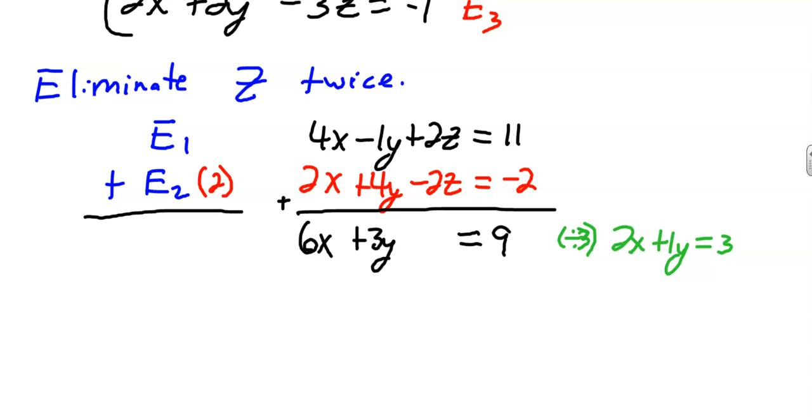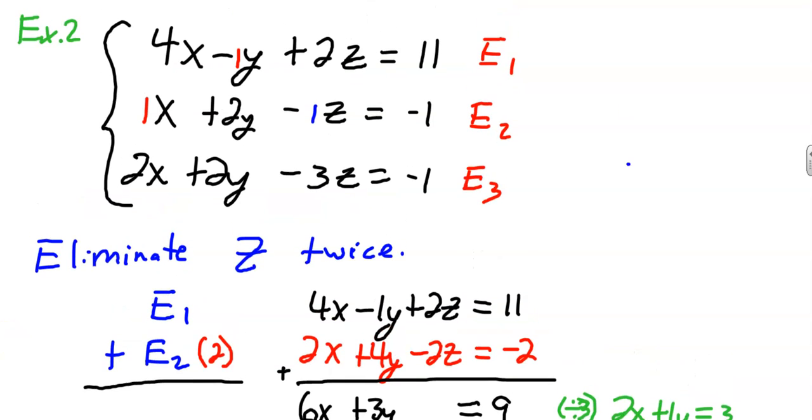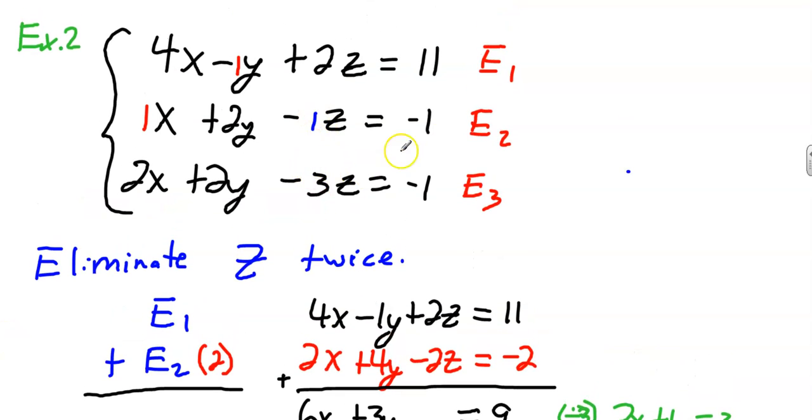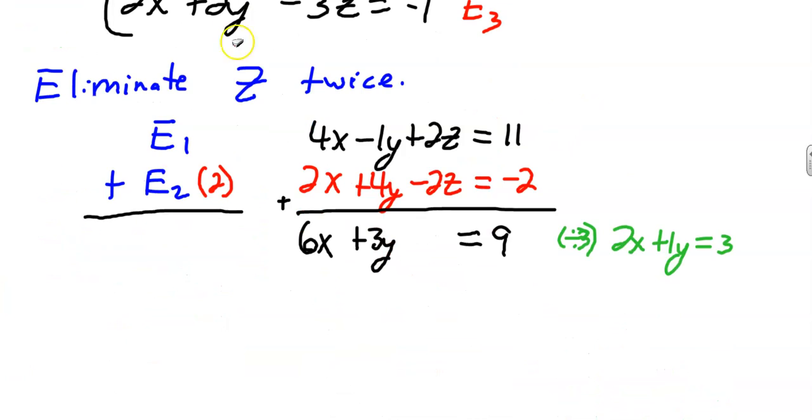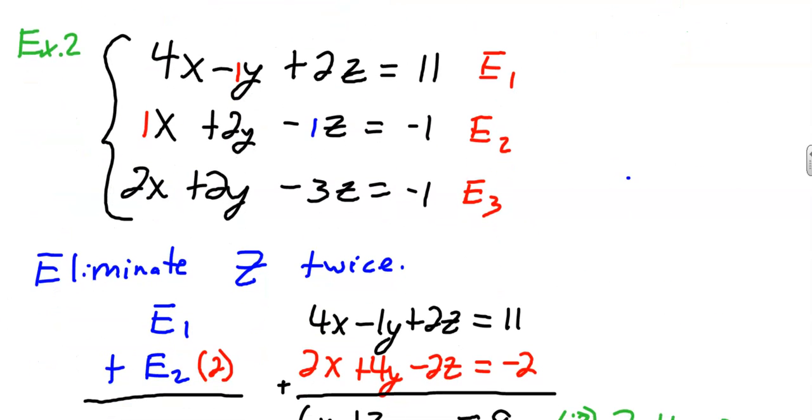Okay, so we eliminated z the first time. We've got to eliminate z again. So for this one, 1 and 3, right? That's going to be the easier bet to go with. So for this one, equation 2 and 3, I would say we're going to multiply this by 3, but since both of them are negative, let's make this a negative 3. So we're going to take equation 2, multiply it by negative 3, and we're going to add that to equation 3.